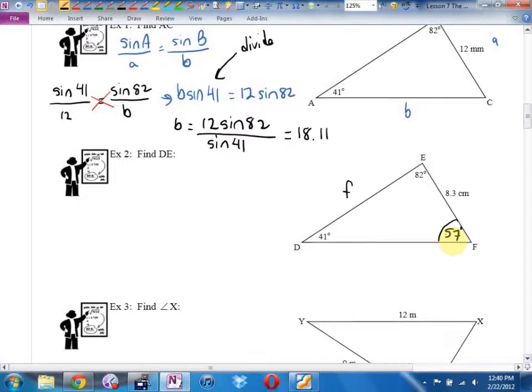Now, I also know this angle here, but do I know the side across from it? That's not going to help me. I know this angle. Do I know the side across from it? That's my trigger. That's my key. That's what's going to solve this triangle for me. This is a pair, which is going to help me find this pair.